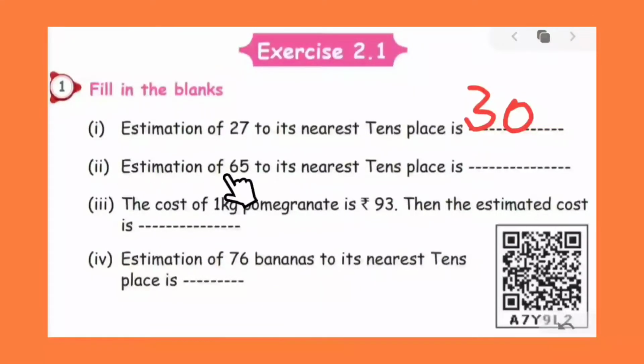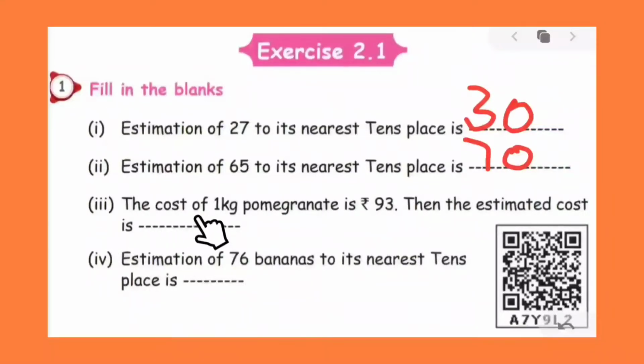Second one, estimation of 65 to its nearest tens place is dash. So we have to find the nearest tens place value. The given number is 65. The ending number 5 means second group. See the tens place value, 6. Second group means 6 plus 1, we get 7, adding 0. So 70 is the nearest tens place value. 65 nearest tens place value is 70.